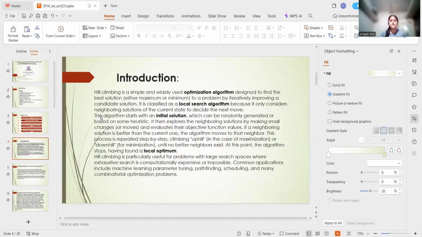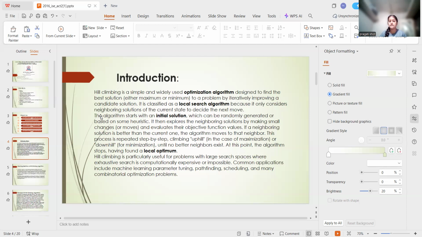The algorithm starts with an initial solution, which can be randomly generated or based on some heuristic. Then it explores neighbor solutions by making small changes and evaluates the objective function values. If a neighboring solution is better than the current one, the algorithm moves to the neighbor. This process is repeated step by step. Climbing uphill means maximization, and downhill means minimization. This continues until no better neighbors exist. At this point the algorithm stops, having found the local optimum.